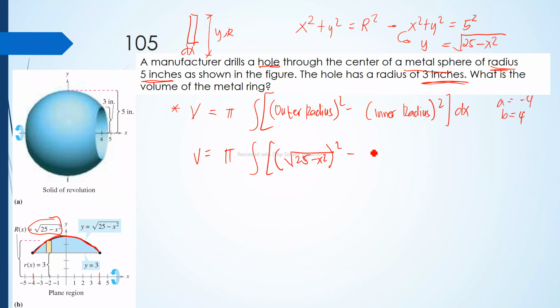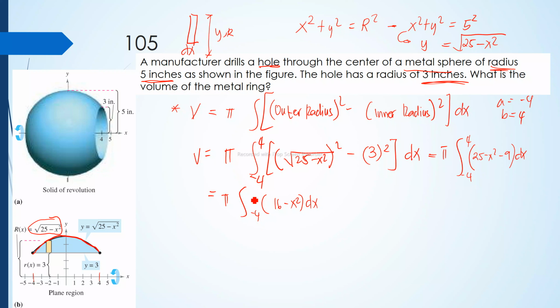How about our inner radius? Our inner radius is just 3, squared. The x lower limit is -4, upper limit is +4. Okay, just simplify this. You'll have pi times the integral of 25 minus x squared minus 9 from -4 to +4 dx, which is equal to pi times the integral of 25 minus 9, which becomes 16 minus x squared, dx from -4 to 4.